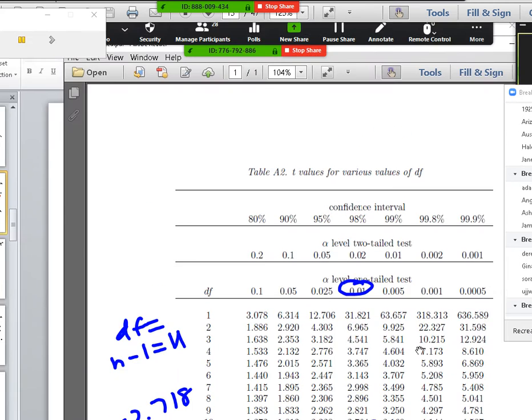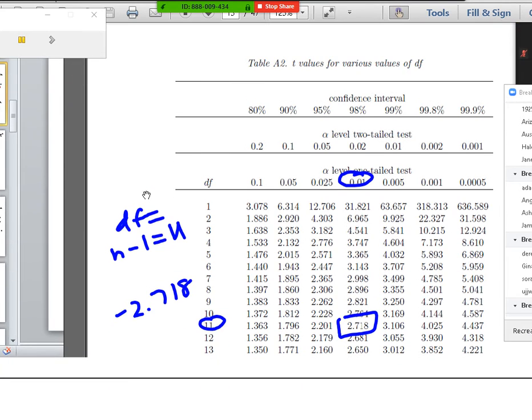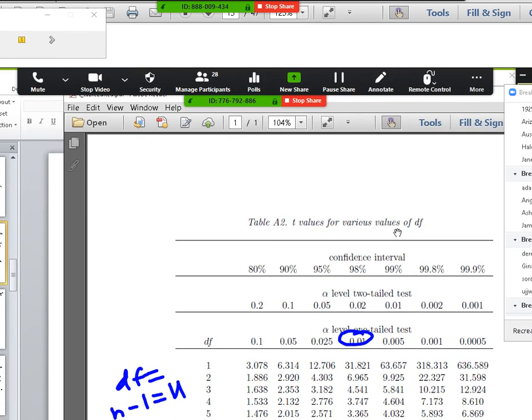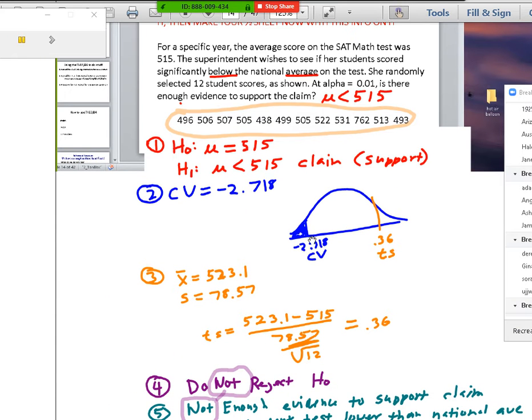So 12 students. Degrees of freedom would be n minus 1, so that'd be 11. Alpha is 0.01, one-tailed test, degrees of freedom 11, that's 2.718. But it's left-tailed, so it needs to be negative, because anything on the left side is going to have a negative z-score. Stuff on the right side will have a positive z-score. So negative 2.718 is my critical value.